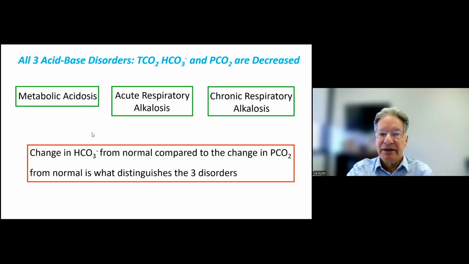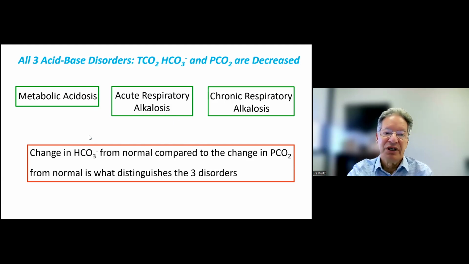And the way we do that is to conceptually try to quantify the magnitude of the change in bicarbonate from its normal level, or the total CO2, if that's all you have, compared to the change in the PCO2 from its normal value. And if you don't have the patient's normal values, you have to assume population means like 40 in a male or 38 in a female, etc. And that's what distinguishes these three disorders. It's the decrease in bicarbonate from its normal value compared to the decrease in PCO2 from its normal value.